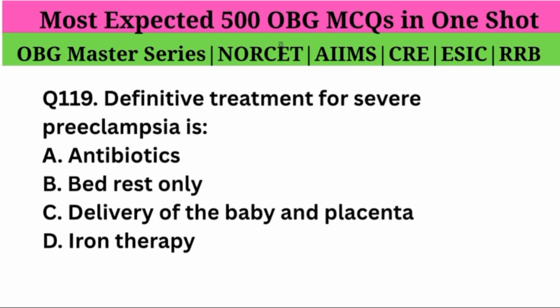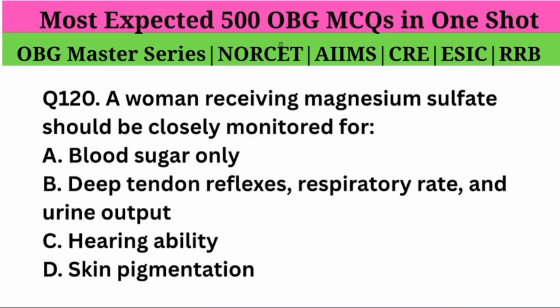Next question, definitive treatment for severe preeclampsia is? Your correct option is option C, delivery of the baby and placenta. Next question, a woman receiving magnesium sulfate should be closely monitored for? Your correct option is option B, deep tendon reflexes, respiratory rate and urine output.